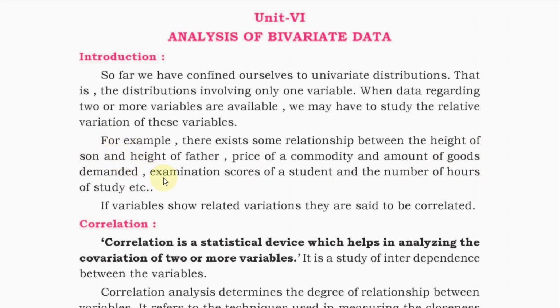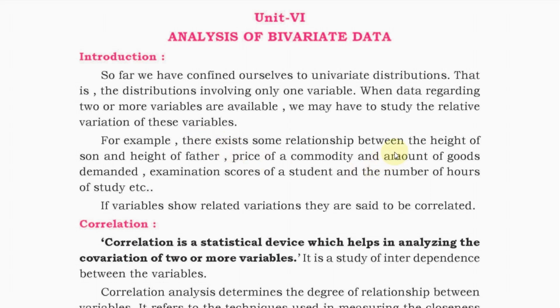Examination scores of a student and the number of hours of study. Is there any relation between the number of hours studied by the student and the marks that he gets in the exam? Some say you have to study more in order to get good marks in the exam. Some say you need not study so much, but you have to study smart in order to get good results in exams. But whatever it is, there is some relation between number of hours of study and the scores in the exam. So if the variables show related variations, then they are said to be correlated.